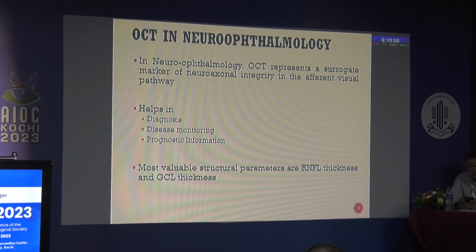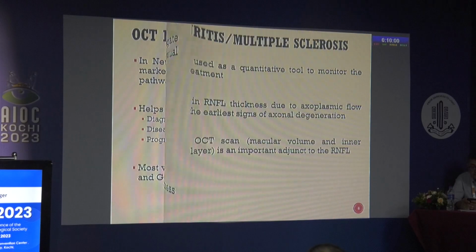Actually, OCT is a surrogate marker of neuroaxonal integrity in the afferent visual pathway. It helps us in diagnosing various conditions, disease monitoring, and to prognosticate. That is another useful application, where we can prognosticate the patient as per the OCT findings. The most valuable structural parameters are RNFL thickness and GCL thickness.